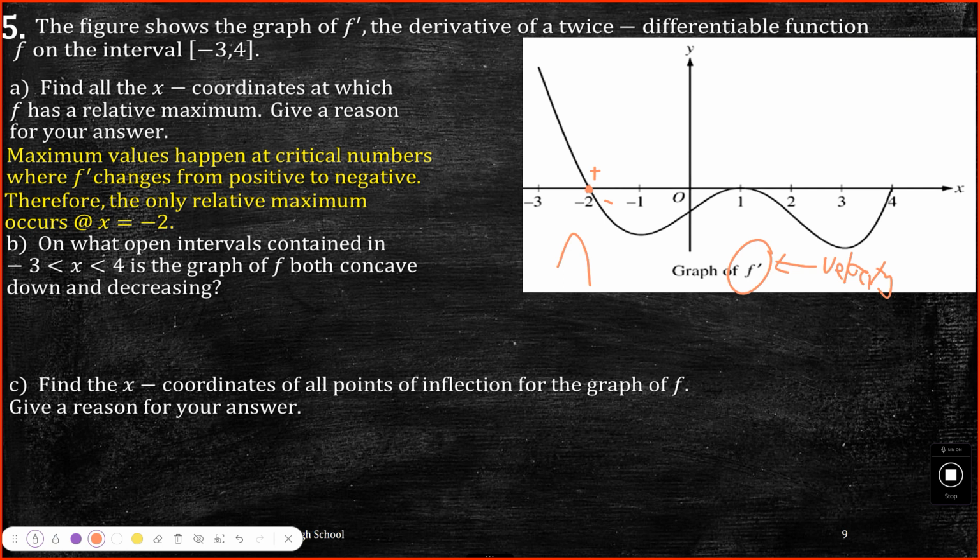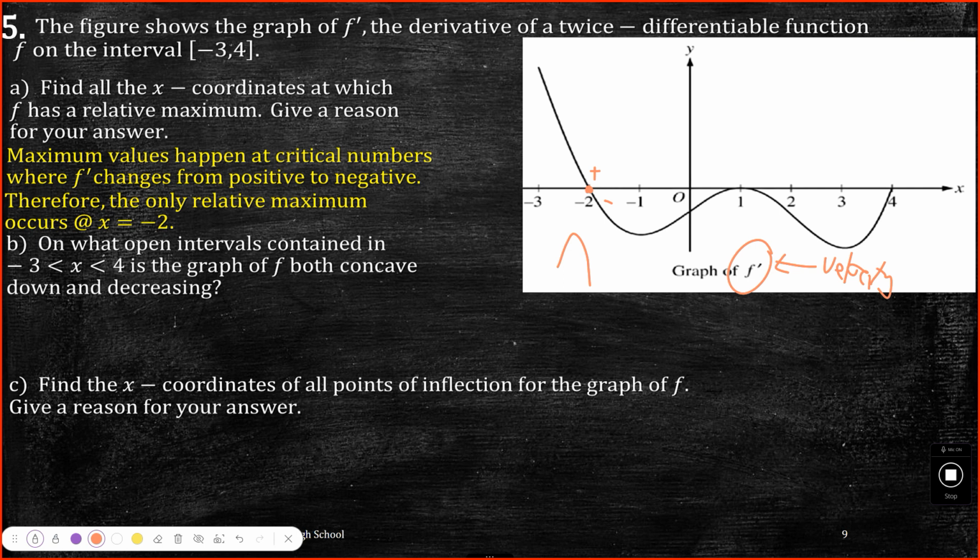On what open interval contained from negative 3 to 4 is the graph of f, not f prime, the graph of f, both concave down and decreasing?